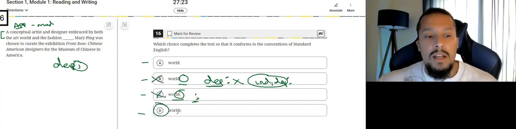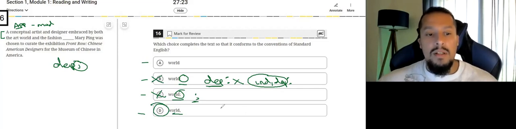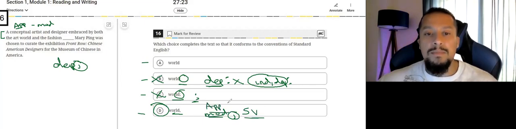So here we're going to say answer D. The comma separates the modifying appositive phrase, comma, subject and verb. Let me actually say it's an appositive. So answer D works best.